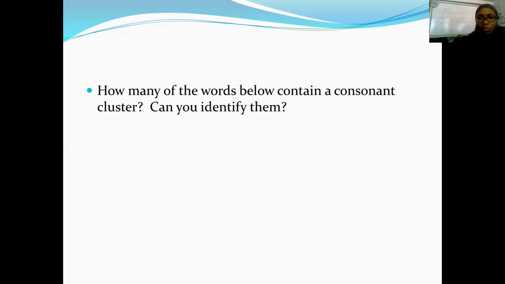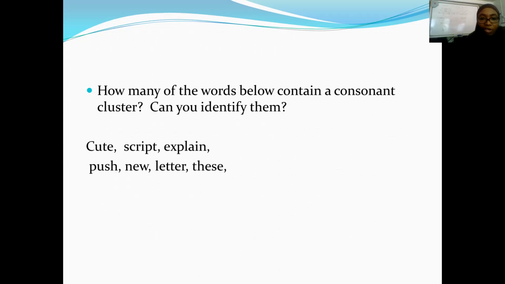How many of the words below contain a consonant cluster? Let's take this quick exercise. Can you identify them? Here are the words. You have cute, script, explain, push, new, letter, this, with, moved, kick, and mask.